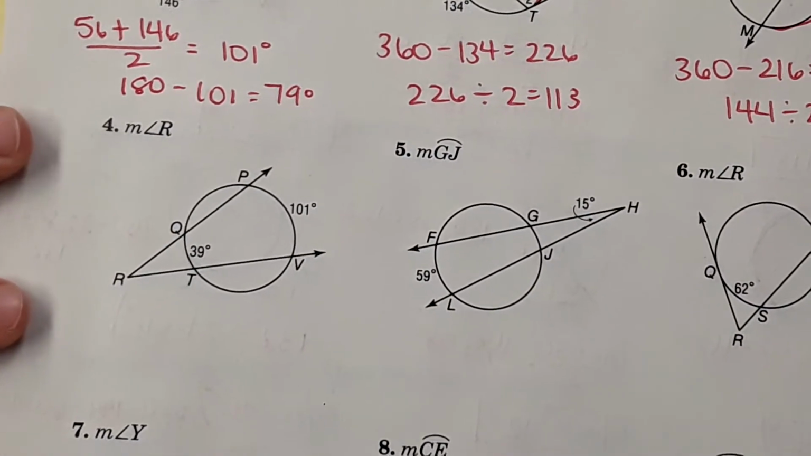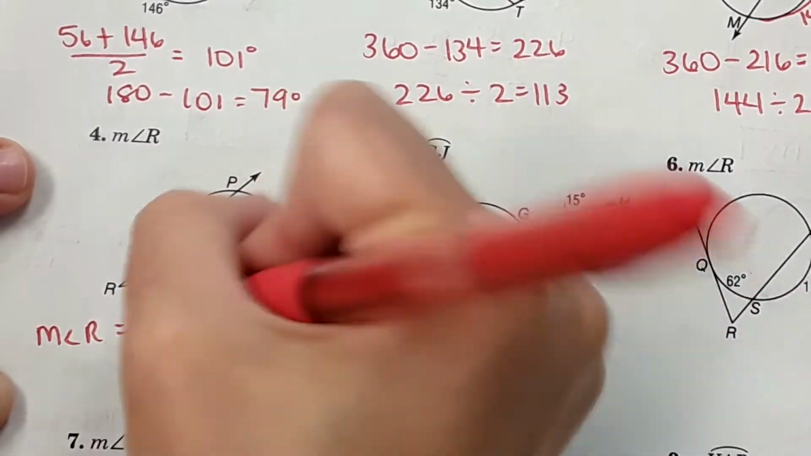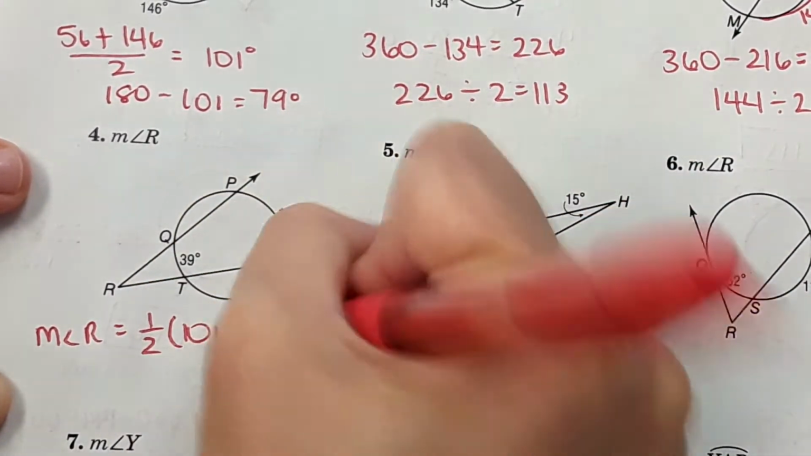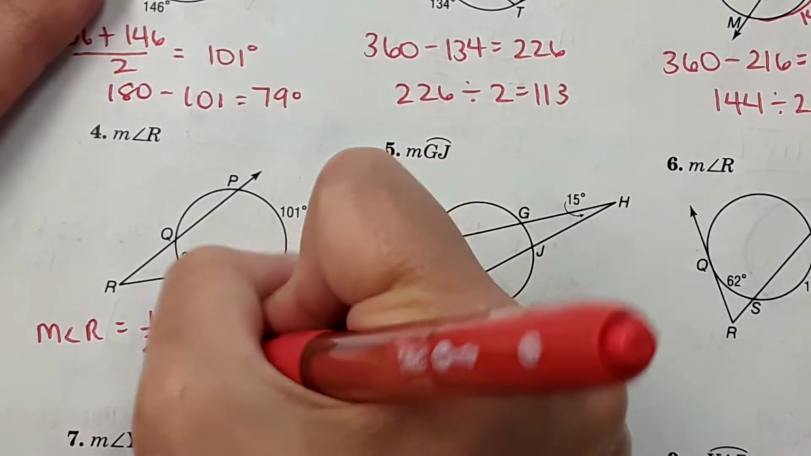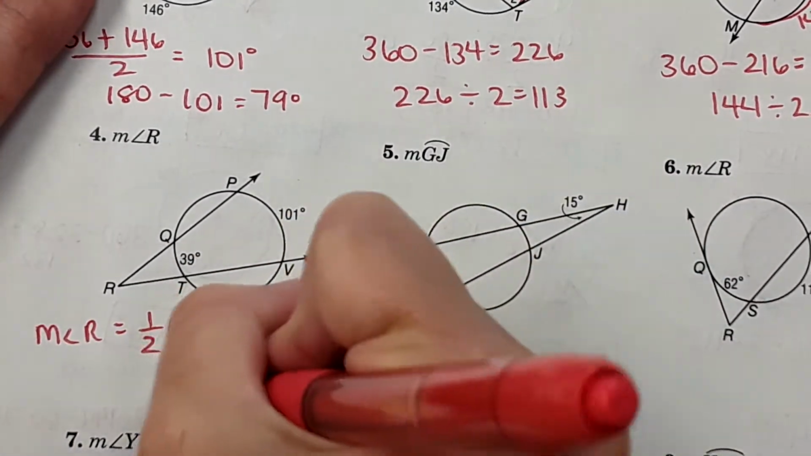Number 4, measure of angle R is 1/2 times 101 minus 39. That gives us 62. Half of 62 is 31 degrees.